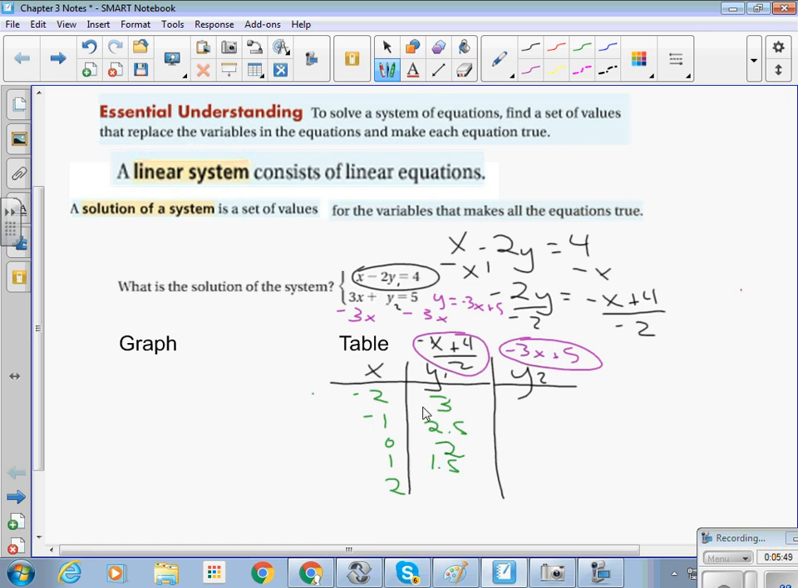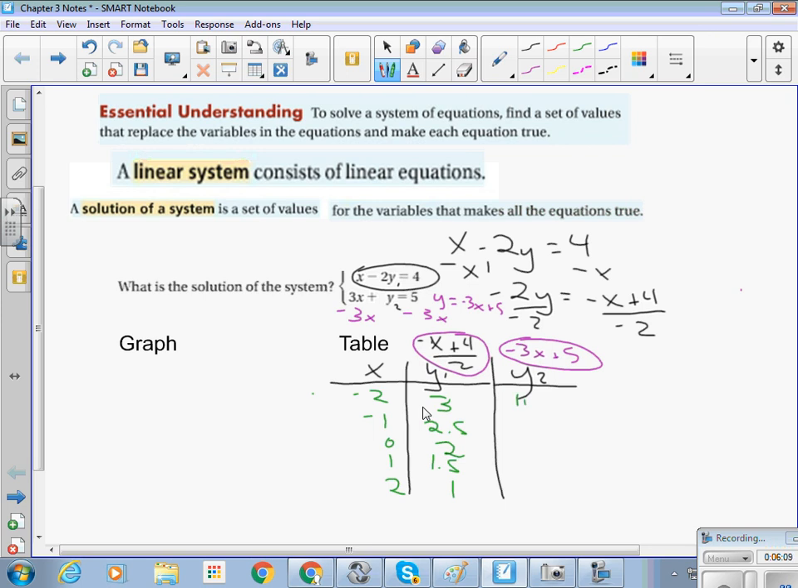Tell me you guys are seeing a pattern here. For 2, negative 2 plus 4 is 2. 2 divided by 2 is 1. All right, now let's apply that to my other linear equation. Negative 3 times negative 2 is 6. 6 plus 5 is 11.